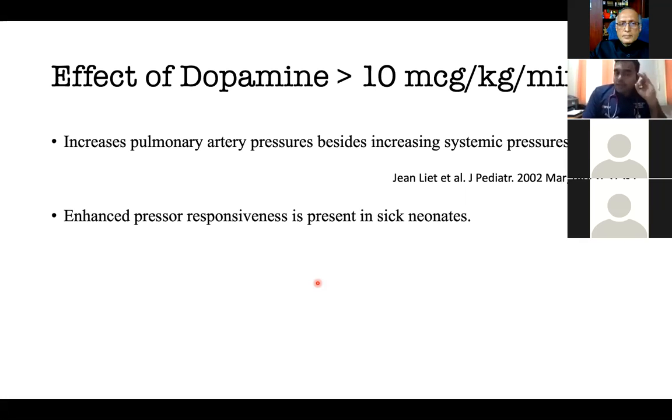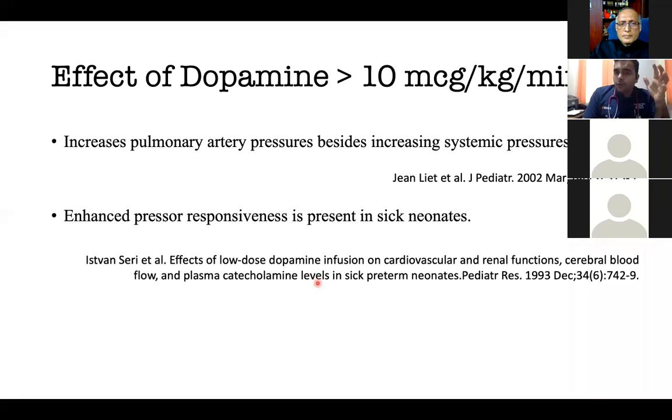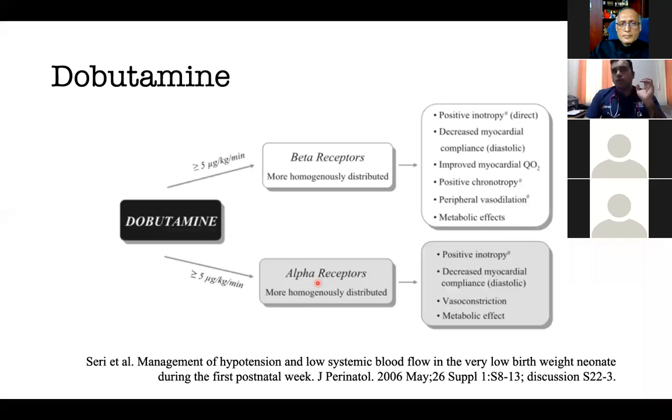And another problem is that in sick neonates, sometimes it has got an enhanced pressure responsiveness. So the final take-home point regarding dopamine as an inotrope is it is not obsolete. It is still used as one of the first-line agents, and the dose to be used is usually you restrict it till 10, because above 10 mics per kg per minute, there is increase of pulmonary artery pressures also.